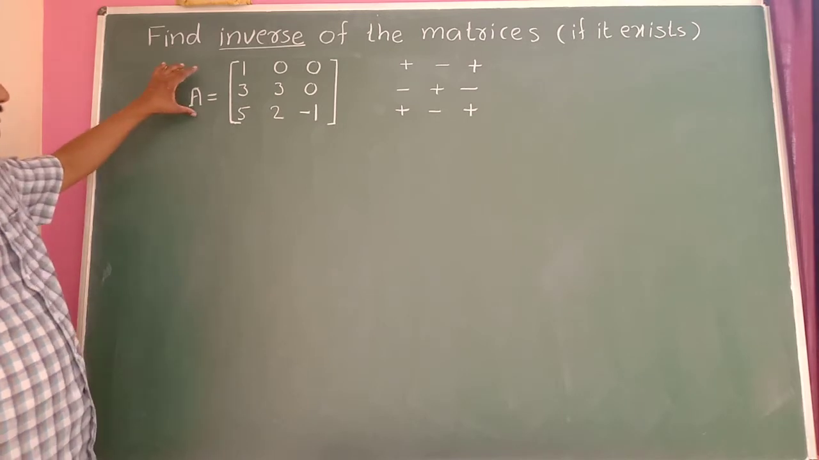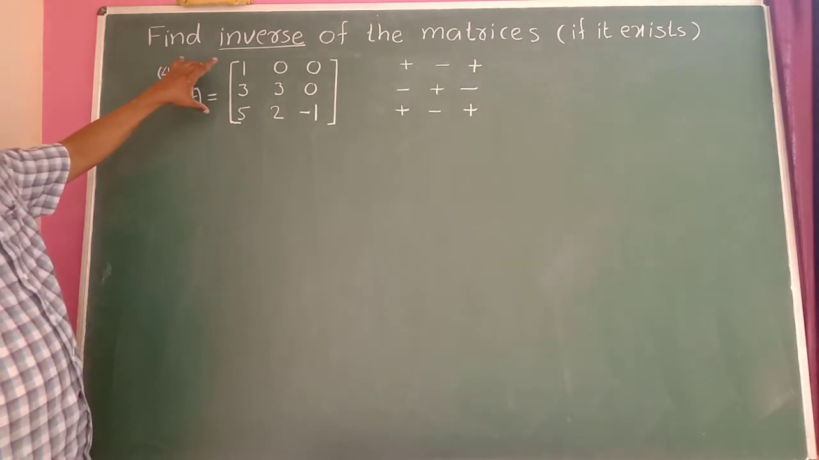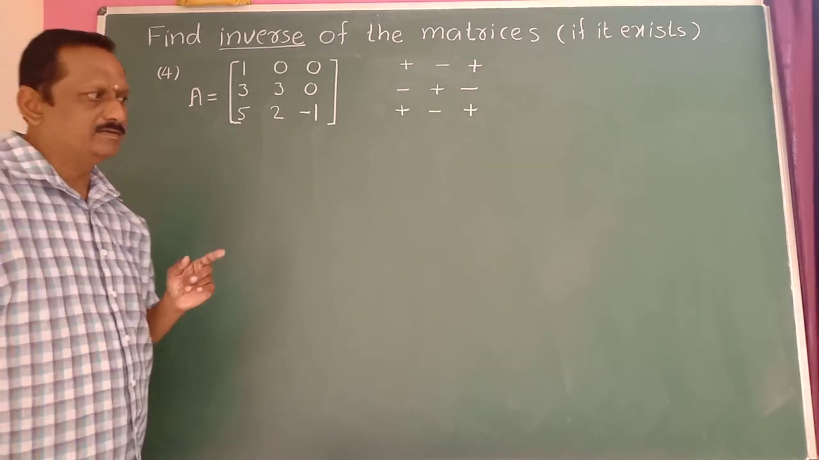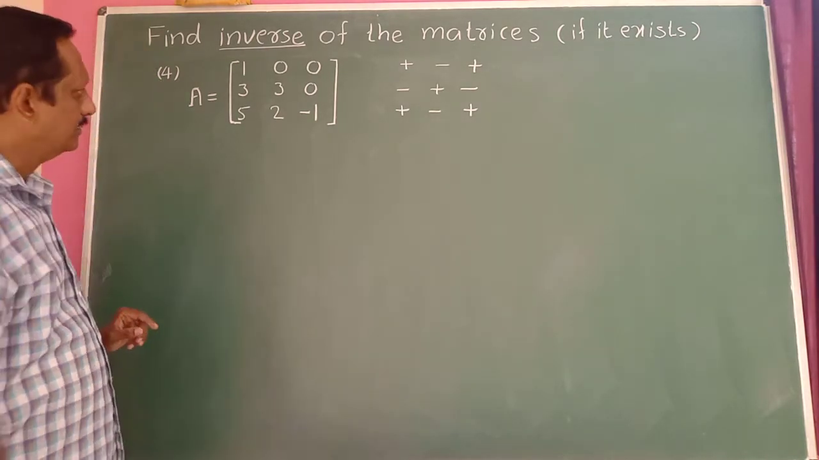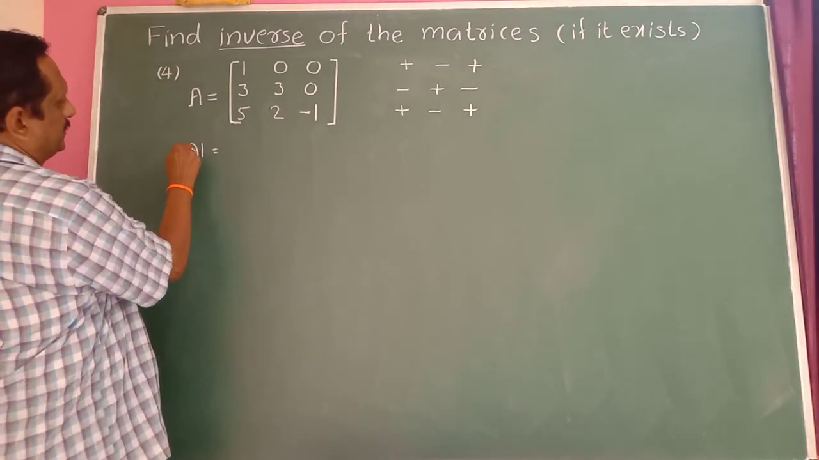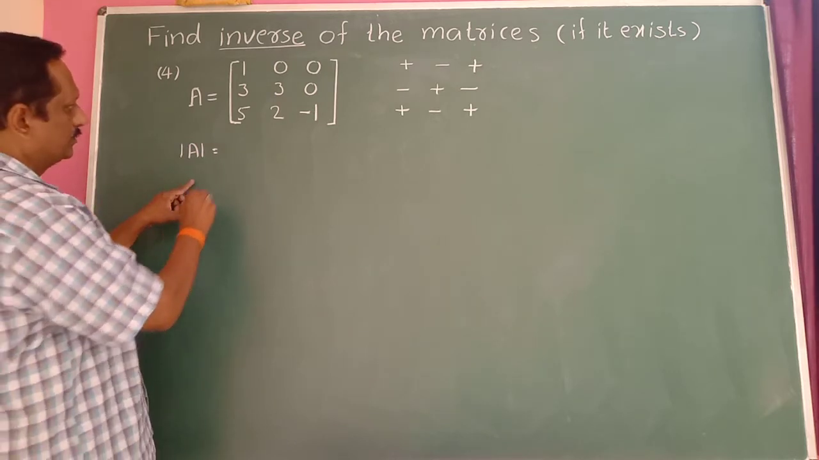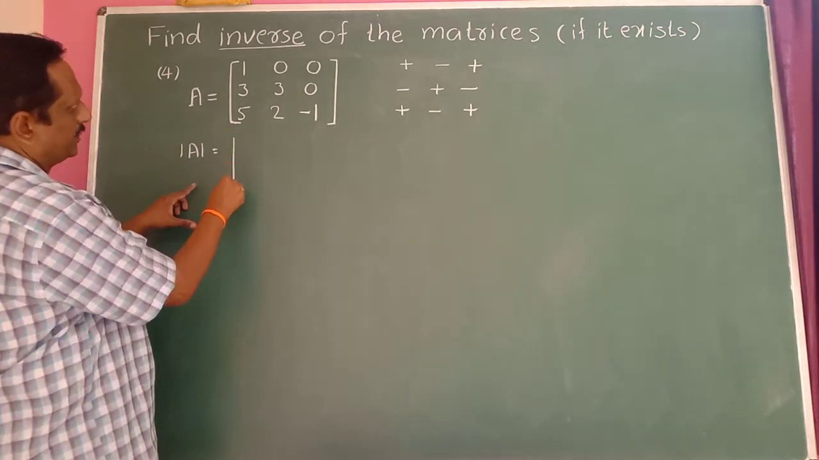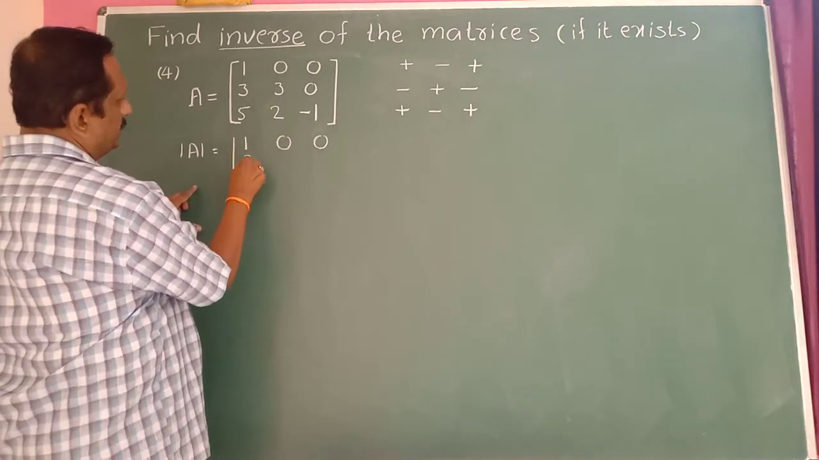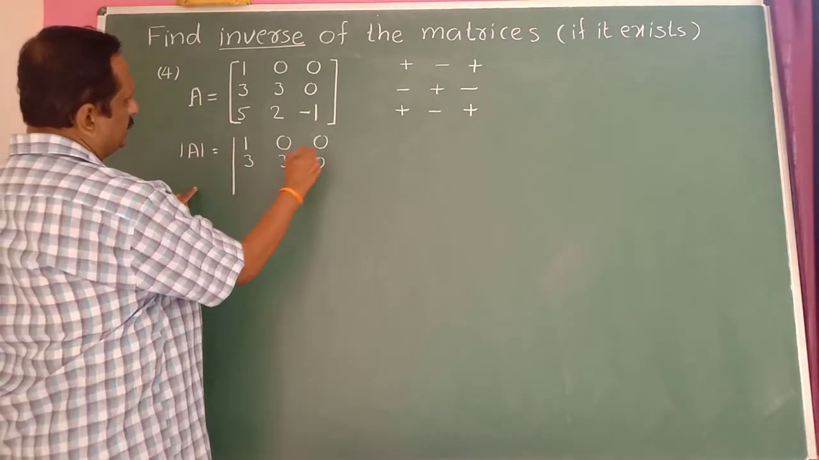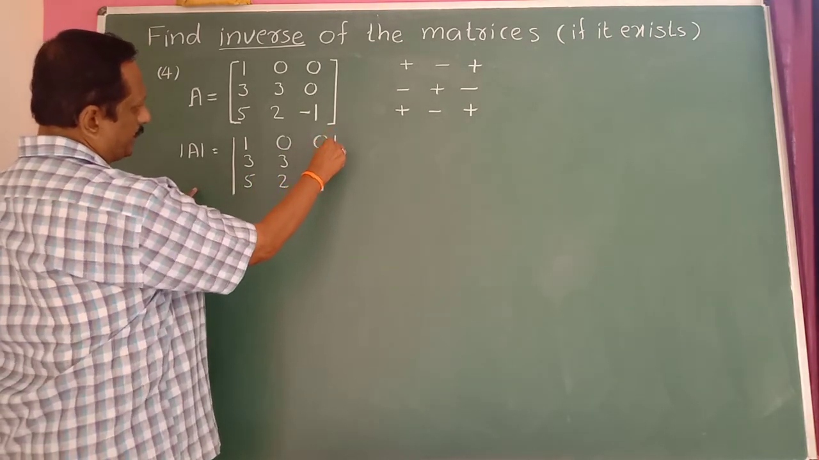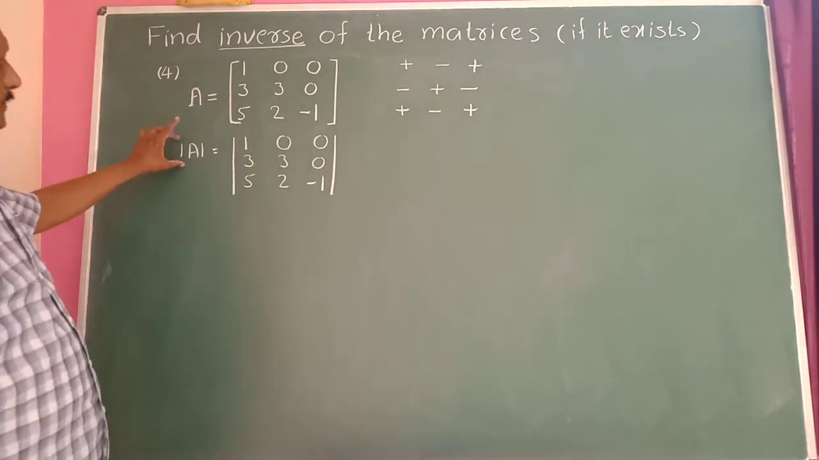Okay, here this is a given matrix here. Find the inverse of the matrix if it exists. You know that the inverse exists only when it is non-singular. So first check whether it is a singular or non-singular matrix. Determinant of A is equal to, so determinant of 1 0 0, then 3 3 0, then 5 2 minus 1 here.